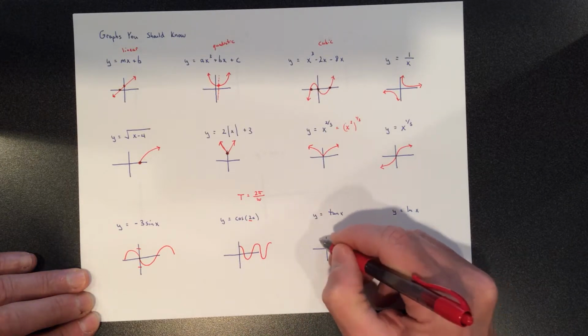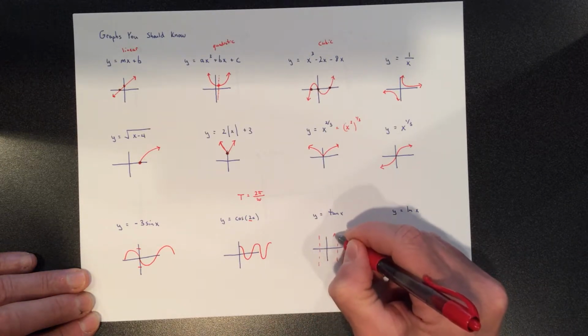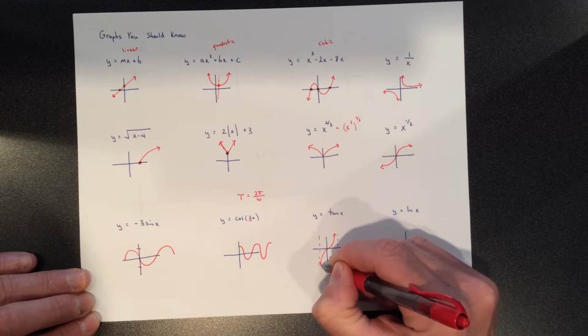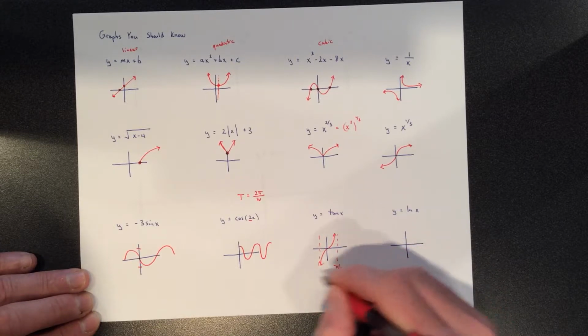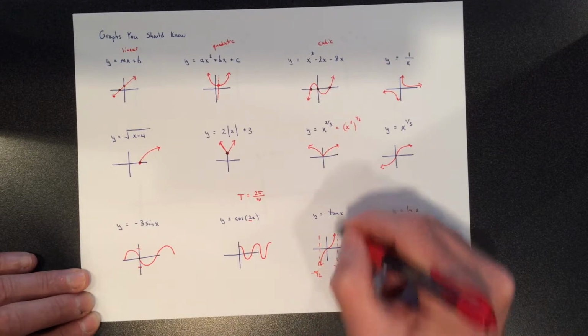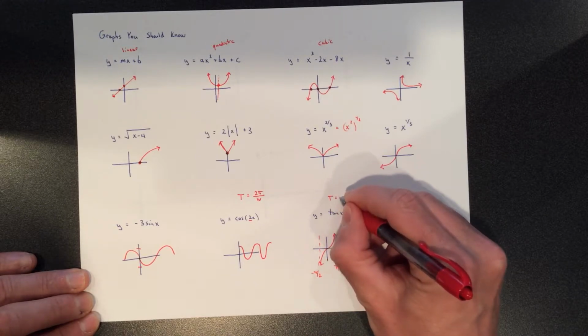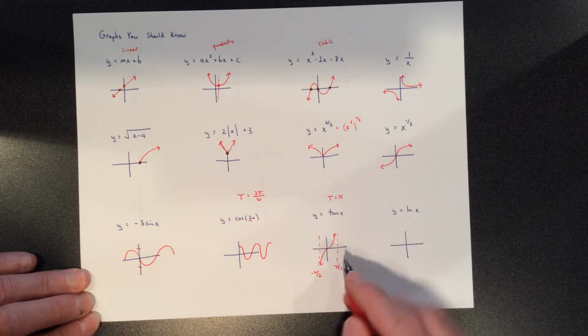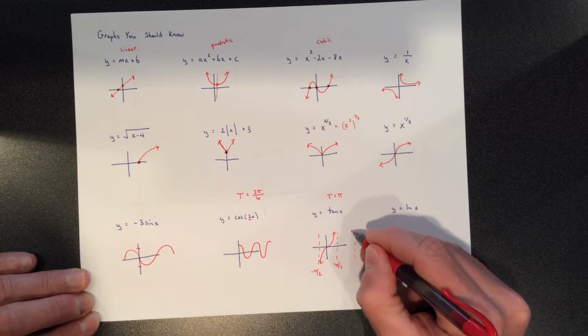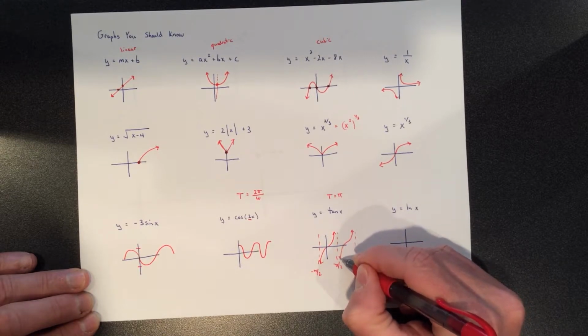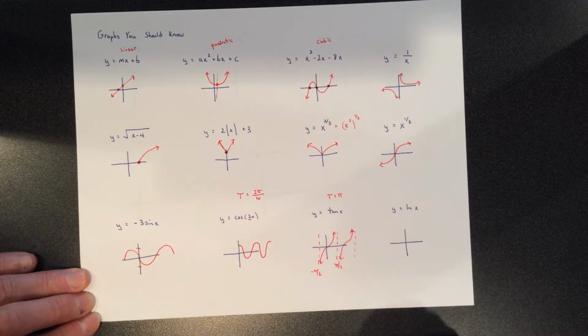Tangent, we have asymptotes. All right, and those asymptotes are at pi over 2 and negative pi over 2. The period of tangent is pi, as you can see, and then it just keeps doing that over and over. So you can just repeat, keep drawing that.